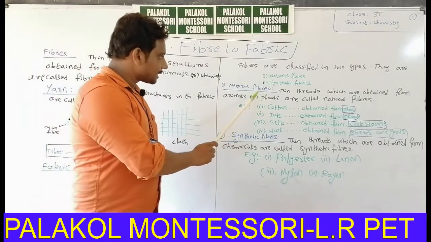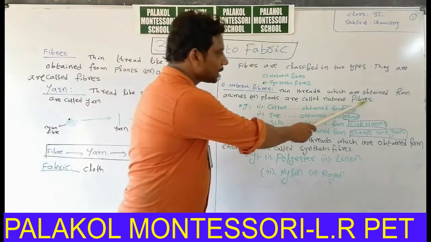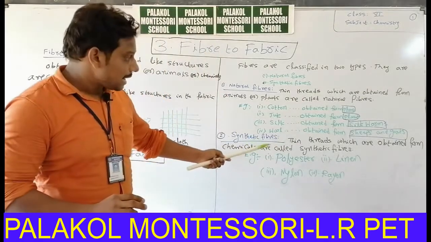Because the first three are examples of natural fibers, the last one is an example of an artificial fiber or synthetic fiber. So this is about natural fibers. Thin threads which are obtained from animals or plants are called natural fibers. Next, we will go on to explain another definition, synthetic fibers.